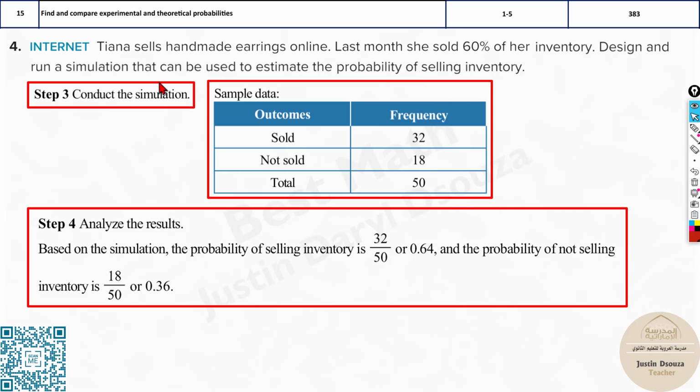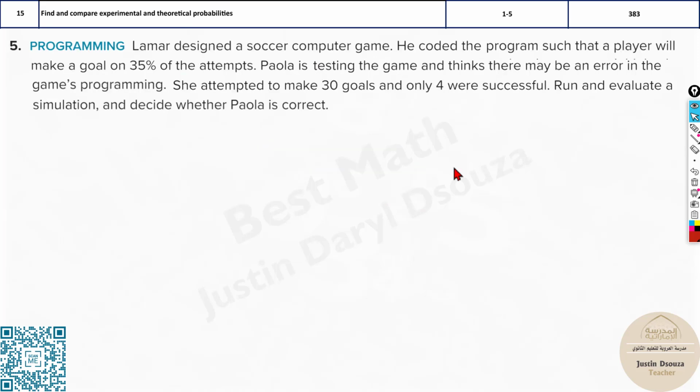It doesn't make much sense because they have to give you that, then only you can find the experimental probability. So focus more on the first three questions. Here, I think you might be given this table and you have to just find the experimental probability. That's it. And here, programming.